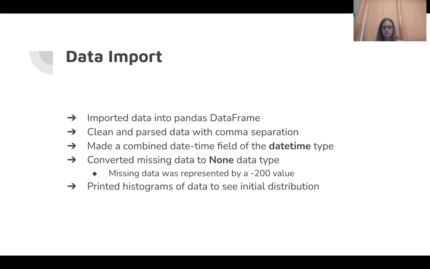We converted the missing data to none data type. Missing data in the original data set was pretty sparse, but where it occurred, it was represented by a -200 value, which would have really thrown off our analysis. We just converted it to a none type so our Python methods could accurately handle that because they understand that that means there's no data there. And then we printed histograms of the data to see an initial distribution, which is what Quinn shared earlier, so we could understand what our data looked like.